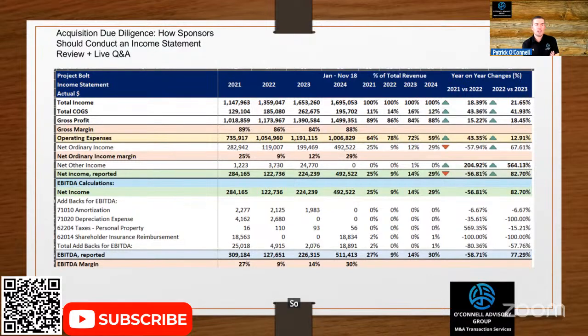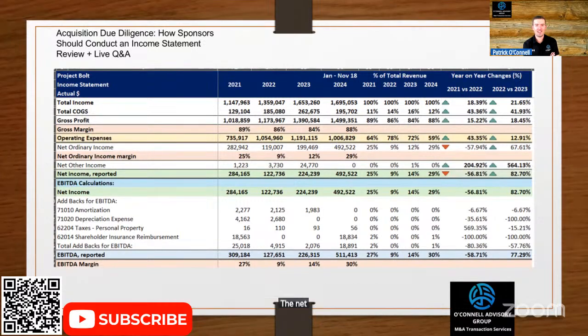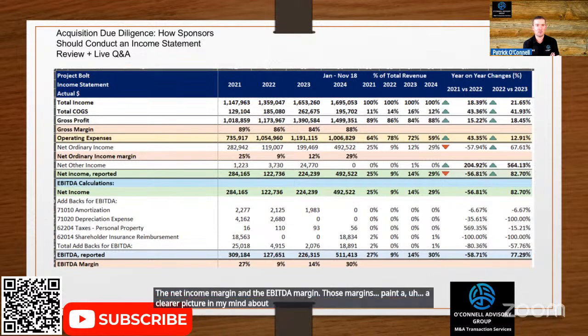So just to recap, when I'm looking at a P&L, I want to first line up the statements and then go to the margins and start calculating the gross margin, the net income margin, and the EBITDA margin. Those margins paint a clearer picture in my mind about how the company is performing.